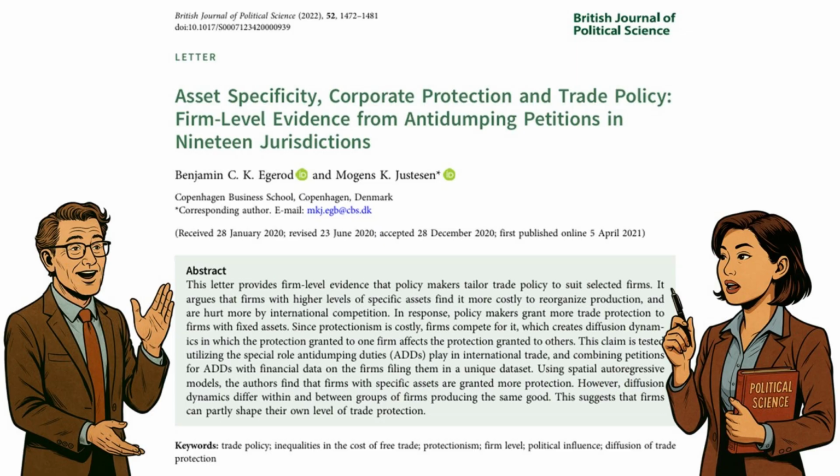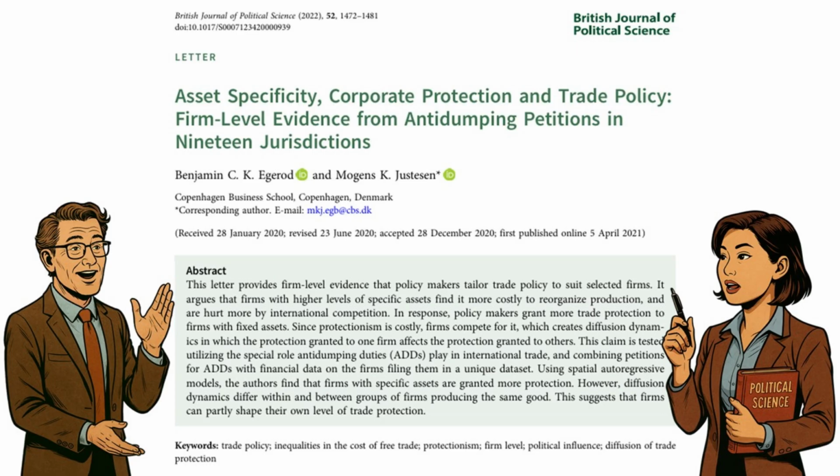Most research looks at trade protection at the industry level, often through the lens of factor mobility. This article brings the focus down to the firm level, showing that asset specificity, a concept usually applied to industries, can explain differences in political influence and protection outcomes among individual companies. What kind of research design and data do they use?